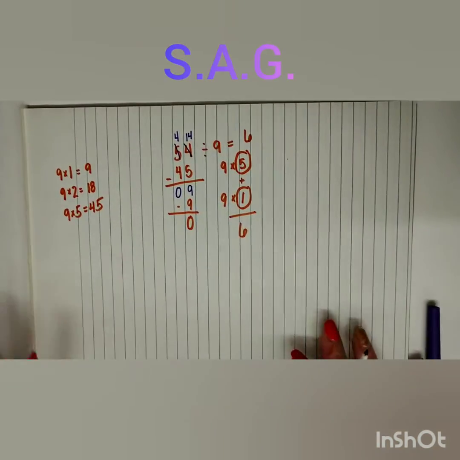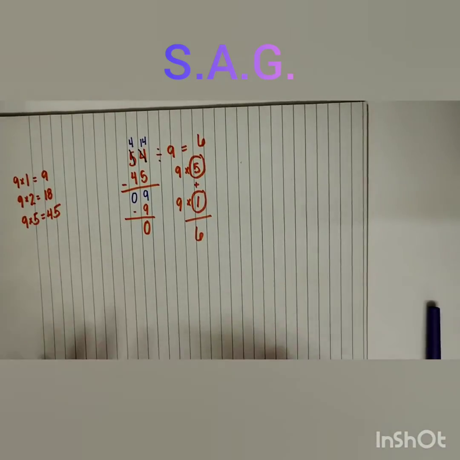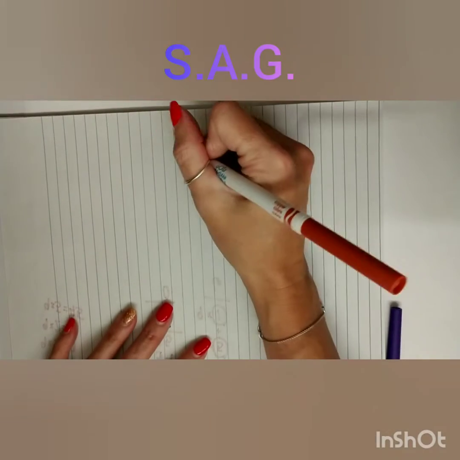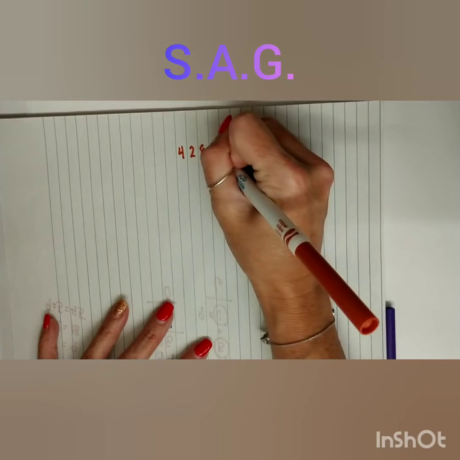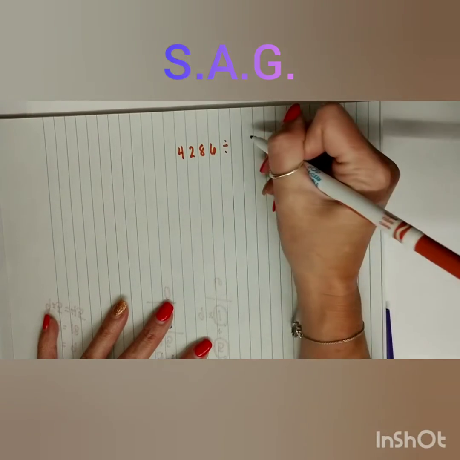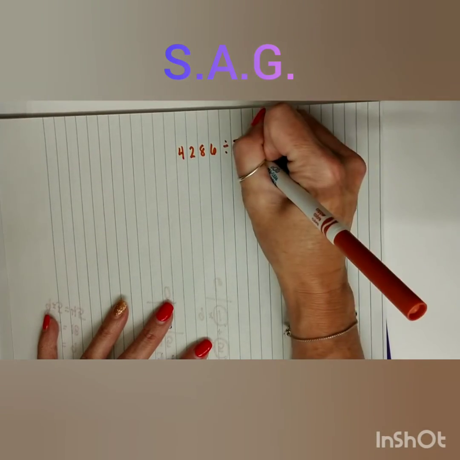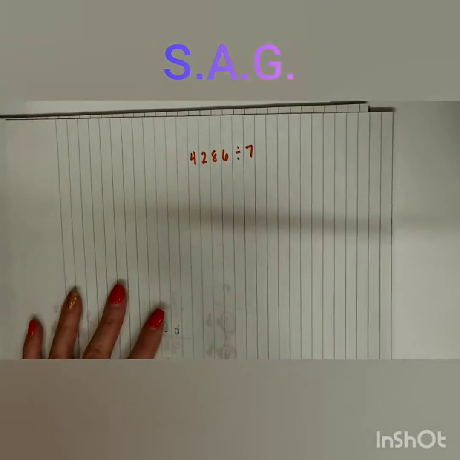Now you have to be able to solve bigger problems as well. So we're going to, let me get a new piece of paper. Actually, I'll turn it over. Let's do 4,286 divided by 7. All right, so I'm thinking about my sevens tables. What sevens do I know?